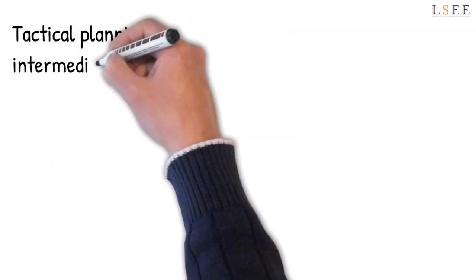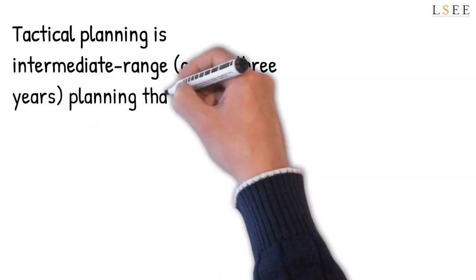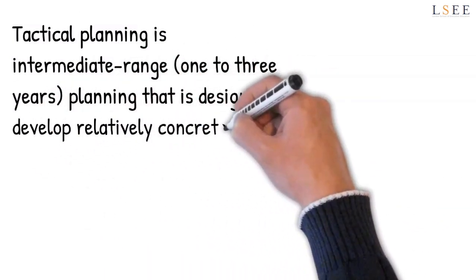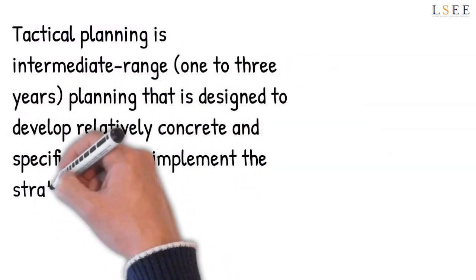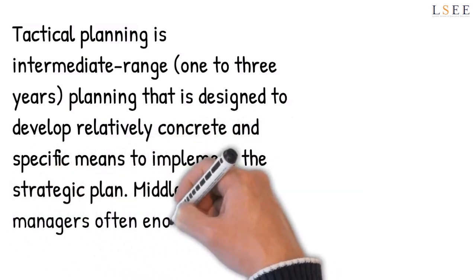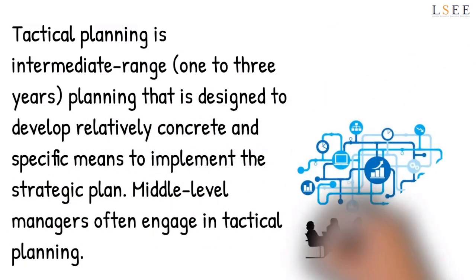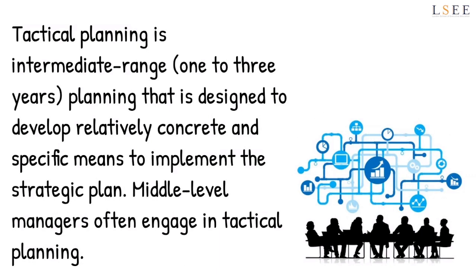Tactical planning is intermediate range, 1 to 3 years, planning that is designed to develop relatively concrete and specific means to implement the strategic plan. Middle-level managers often engage in tactical planning.